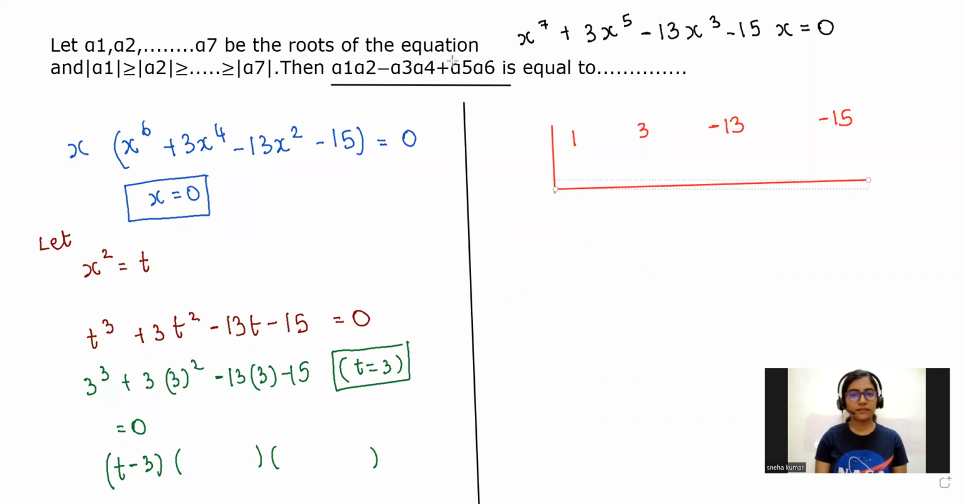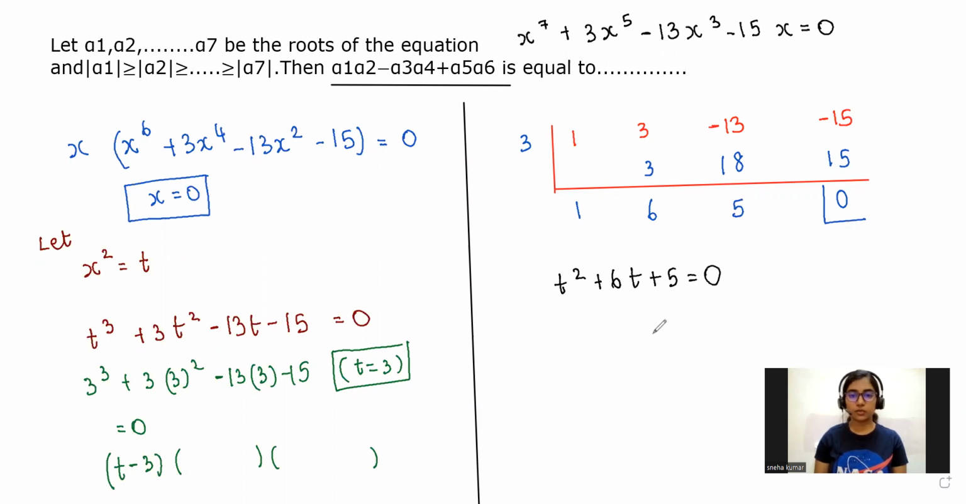Next, they have given us that t is equal to 3, so I'll write 3 here. 1 3s are 3. 6 3s are 18. Plus 5. 5 3s are 15. Of course, we know that the remainder would be 0 because it's a factor. Now we got the quadratic equation, which is t square plus 6t plus 5 is equal to 0.